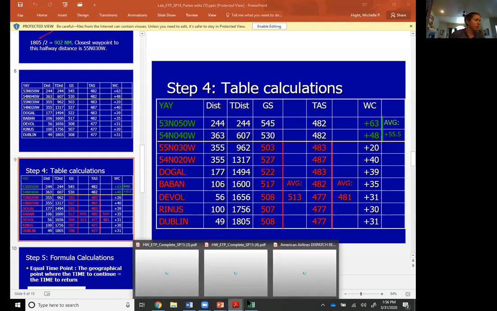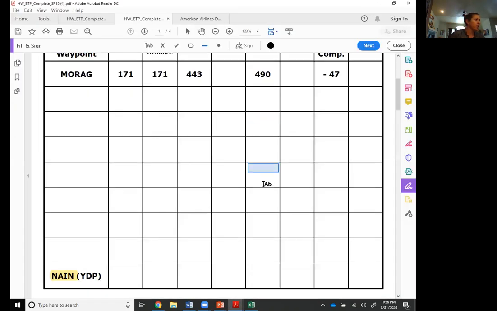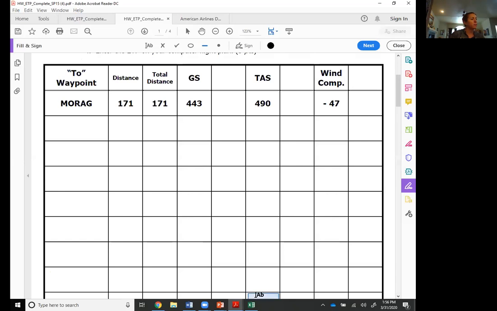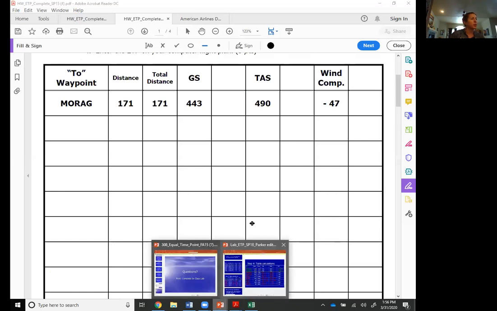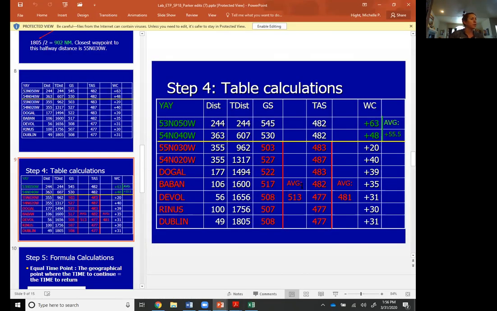I have left you extra space here. Notice how there's a blank column? That's where you put your average. So your ground speed column will look like this. Your average will be just the forward for the ground speed and the true air speed, and then the wind will be the average to return.